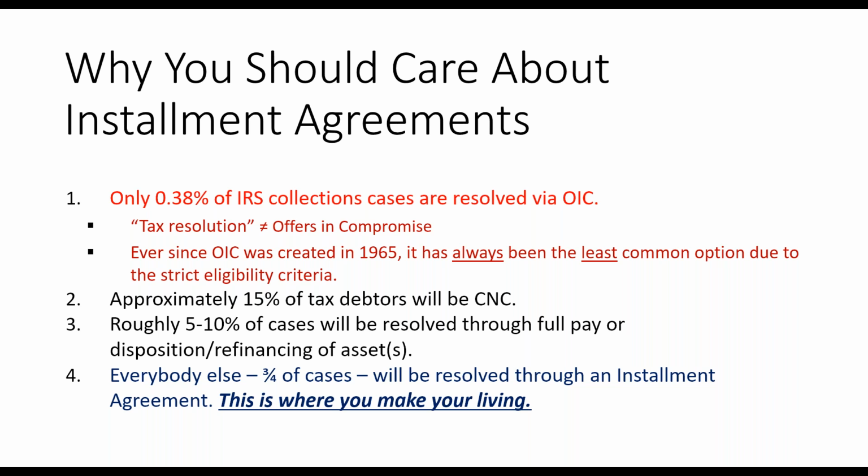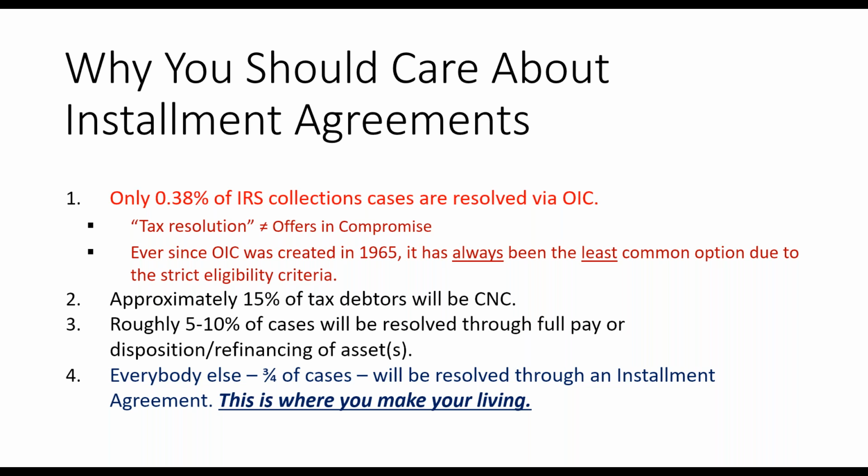So let's talk about IAs. Again, why should you care about installment agreements? Well, it's because hardly anybody, less than 1 out of every 200 tax debtors, will resolve their case through an OIC. Ever since the Offer in Compromise program was created in 1965, it has always been the least common option due to the strict eligibility criteria.